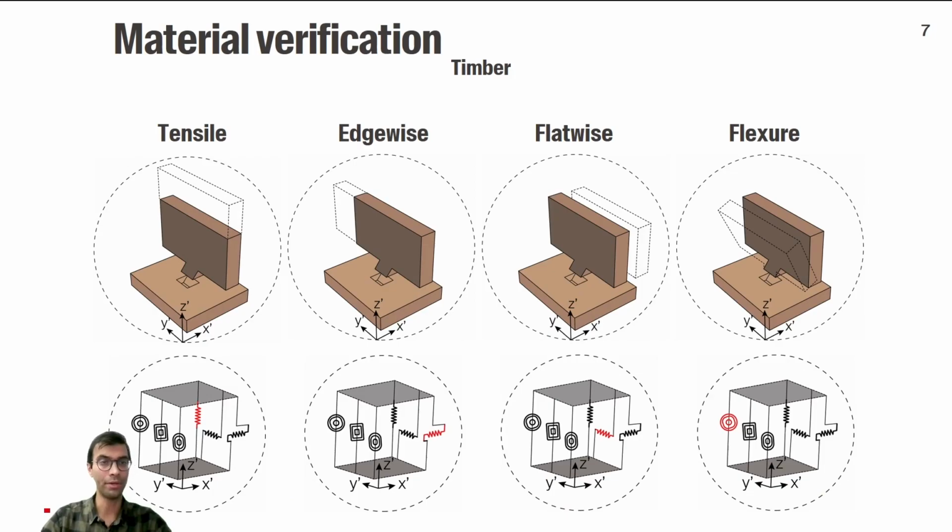The mechanical properties of 4 degrees of freedom out of those 6 degrees of freedom are experimentally derived. As you see here, for example, for tensile, edgewise, flatwise, and flexural behavior of those wood-wood connections, we've already carried out a couple of experimental studies. We determined the load-deflection or moment-rotation behavior of those connections, and then assigned those properties to the equivalent spring models that you see here in this slide.